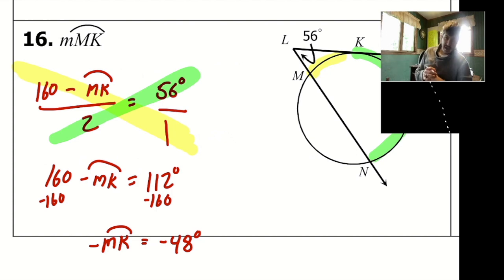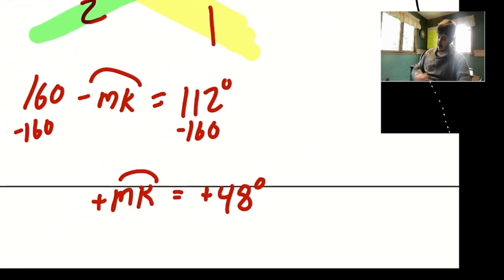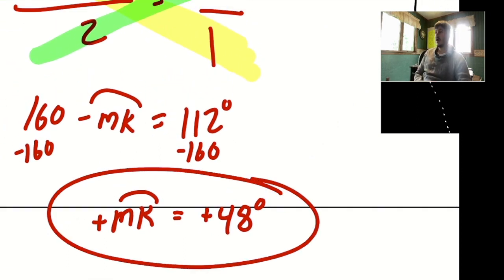Since you have a negative on both sides, you can multiply or divide both sides by negative 1, whatever you want to do. You can literally just flip the sign. So you get positive MK is equal to positive 48. Don't let those negatives throw you off.